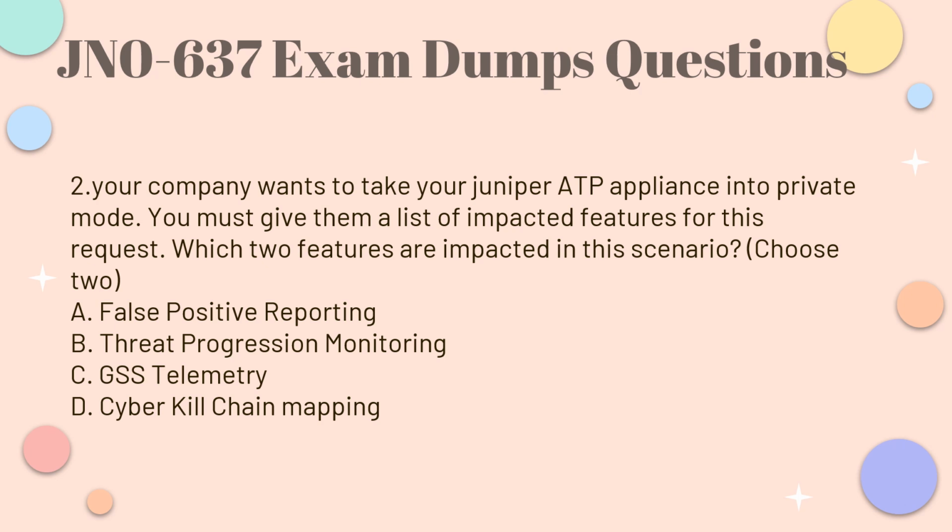2. Your company wants to take your Juniper ATP appliance into private mode. You must give them a list of impacted features for this request. Which two features are impacted in this scenario? Choose two. A. False positive reporting. B. Threat progression monitoring. C. GSS telemetry. D. Cyber kill chain mapping.